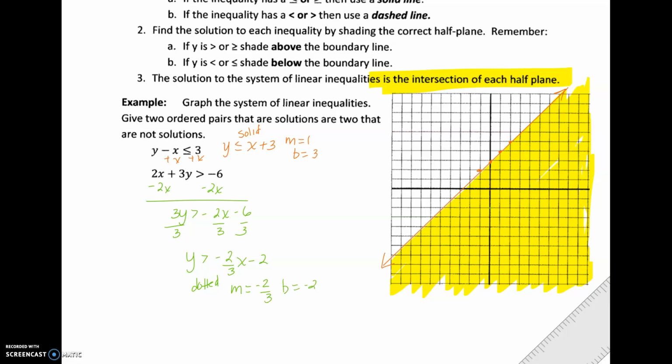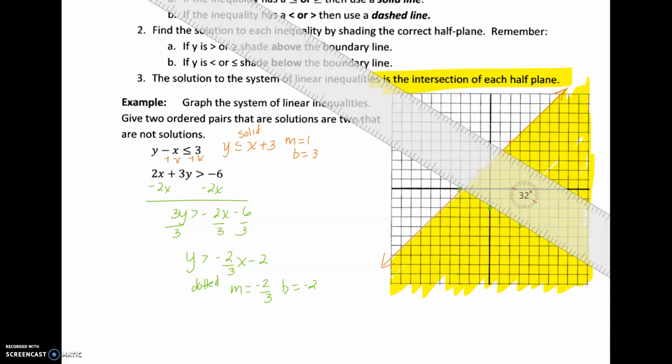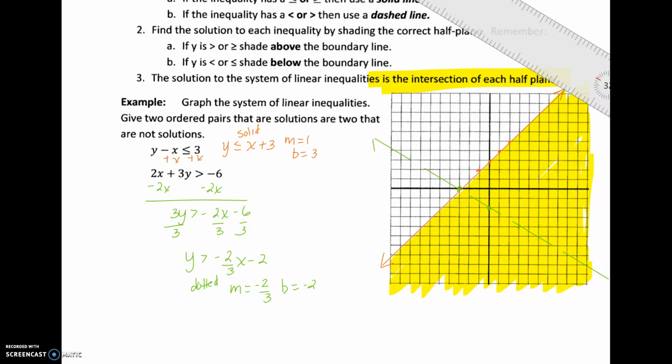This time I start at the origin, I go down 2. From there, I go down 2, and 1, 2, 3 to the right. I can also go up 2 and 1, 2, 3 to the left. And when I do, I'm ready to make my line. Doesn't really matter. We're not really looking for the point of intersection. We're looking more for the solution. So you can graph each one first and then shade, but I like to shade them and then go to the next one.